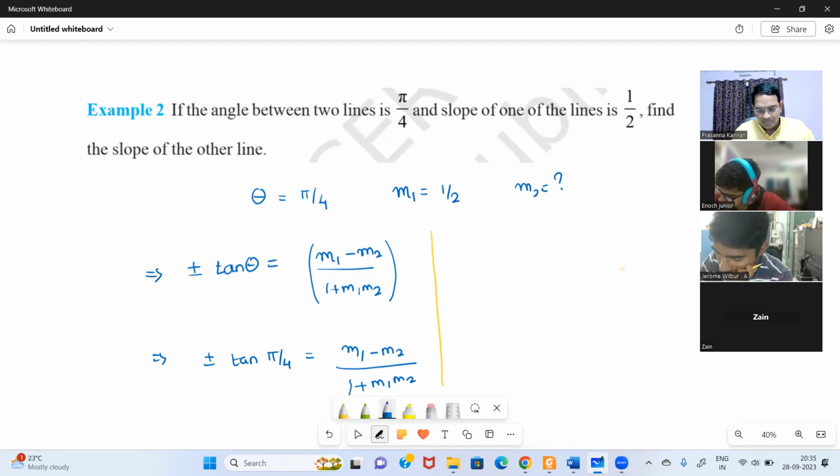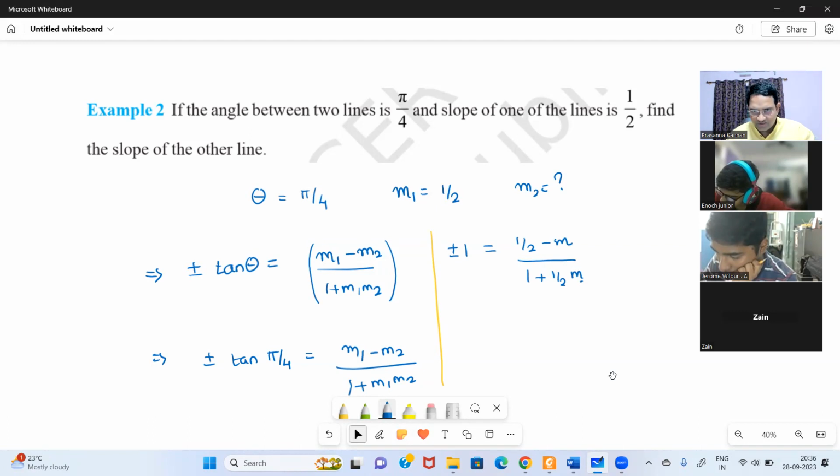So now, that's nothing but plus or minus 1 is equal to (m1 being 1 by 2, minus m2, I don't know, let me keep it as m) m, divided by 1 plus 1 by 2 into m. Got it, guys? Or the unknown value of slope, if you want, you can keep it as x. If you're comfortable writing that way, or else you can keep it as m itself. Is it okay, guys?